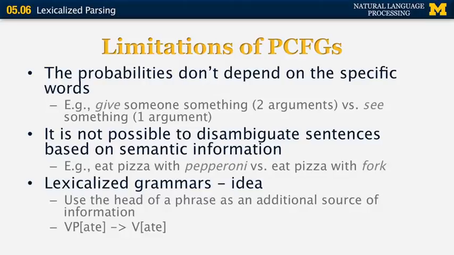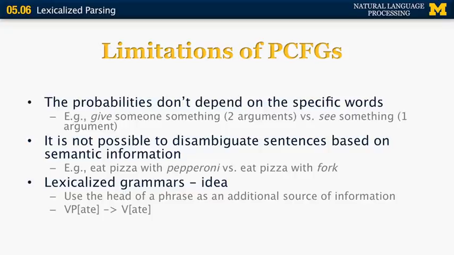So the basic idea of a lexicalized grammar is to use the head of a phrase as an additional source of information. For example, instead of having a rule that just says that the verb phrase gets transformed into a verb, we're going to have a rule that says a verb phrase whose head is ate is going to be transformed into a verb whose head is ate.